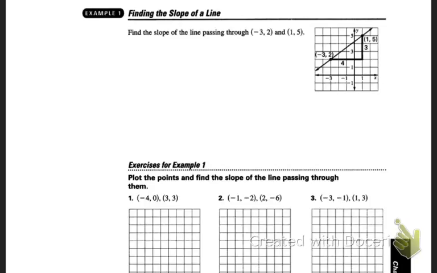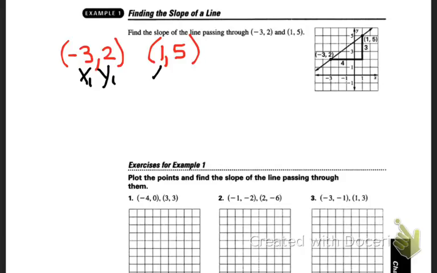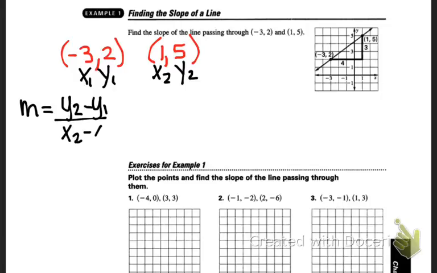Let's look at our first example. It says to find the slope of the line passing through (-3, 2) and (1, 5). Write those two points down. Since we have two ordered pairs, we can label them x1, y1, and x2, y2. We can now plug these into our slope formula. Our slope formula was y2 minus y1 over x2 minus x1.